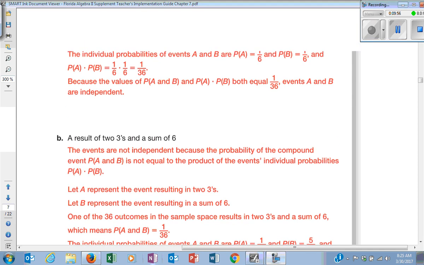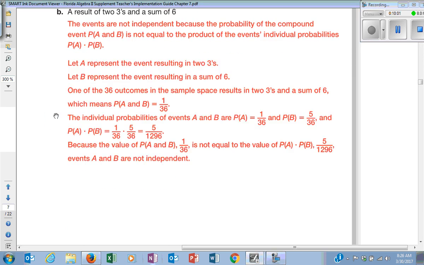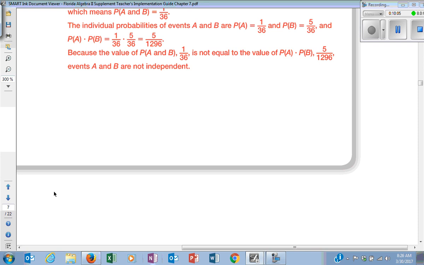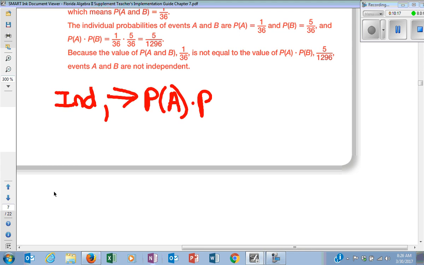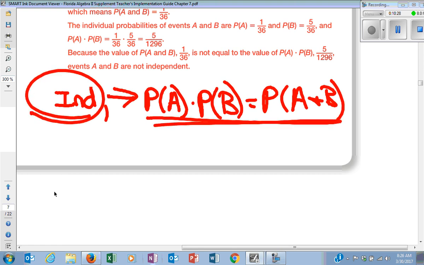So again, make sure we are understanding this. The first thing I taught you at the beginning of this week was, I will tell you that these two events are independent, and if these two events are independent, then you know that the probability of A times the probability of B has to equal the probability of A and B happening. So in the beginning of the problem, I tell you they are independent. You can then use this.